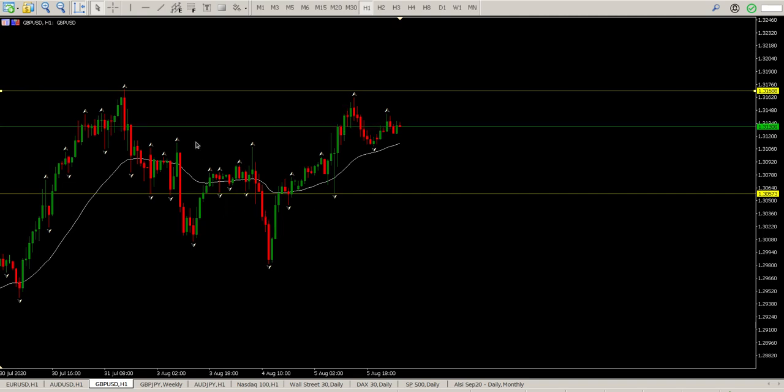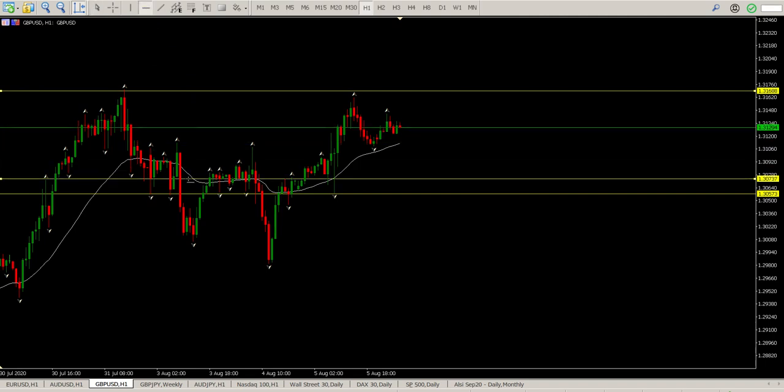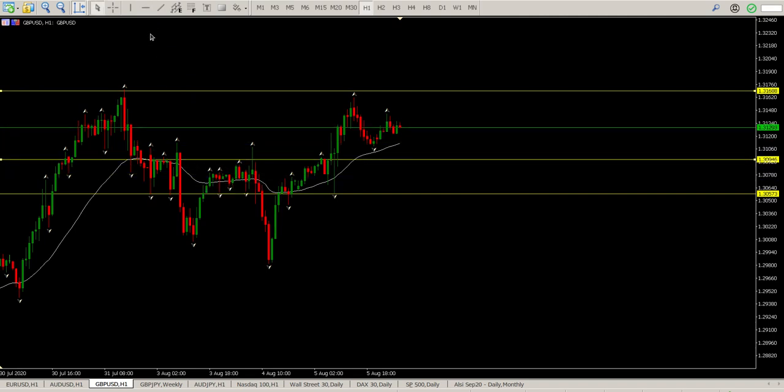Pullback at the moment, let's just add a level here. Oh, there's a couple, so there's one and then there's another one here. So that's kind of the area that I'd be looking at. I'd want to stay above this swing low here.